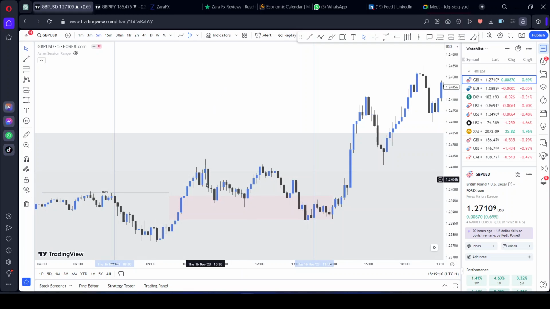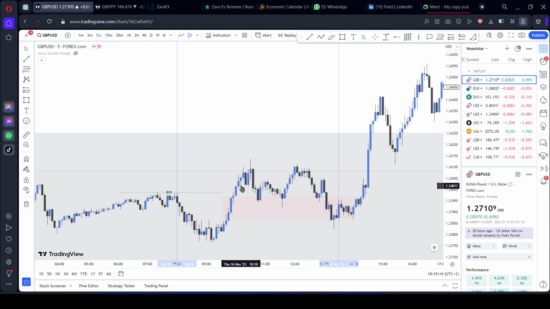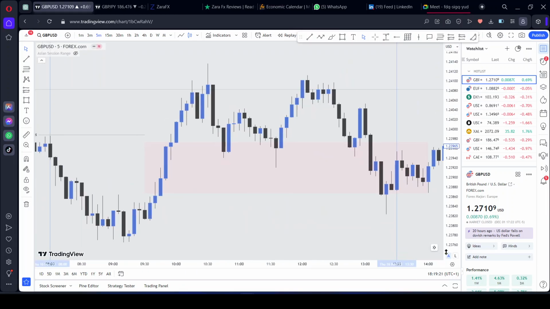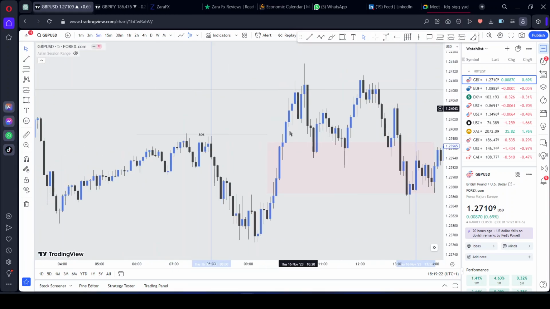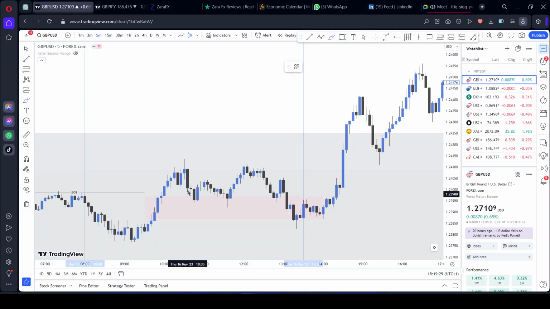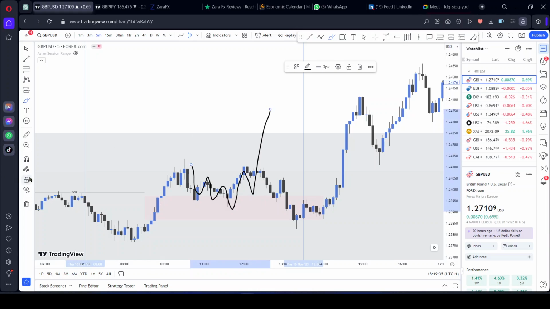Let's see. There was not really a clear structure here. So what I'm doing on the 5 minutes time frame is no different from what I've been doing on the other time frames. I just want to see price break a 5 minute structure. Then upon the retest, I enter and take the trade. Do you get it? Yes.